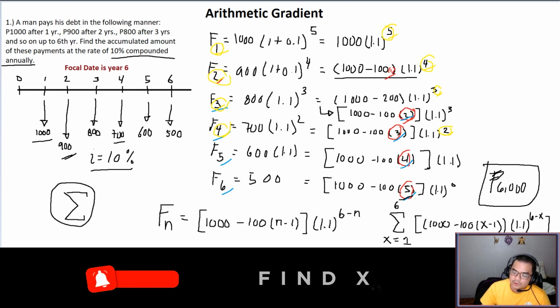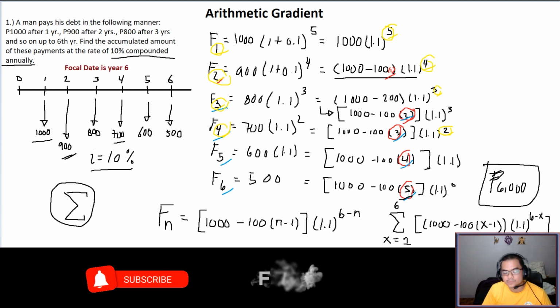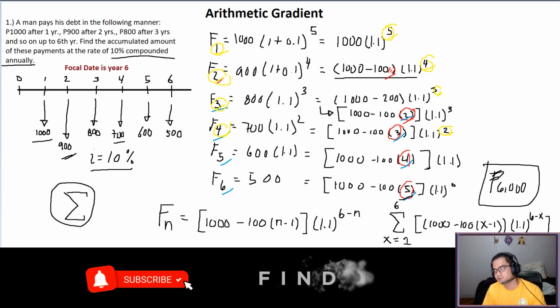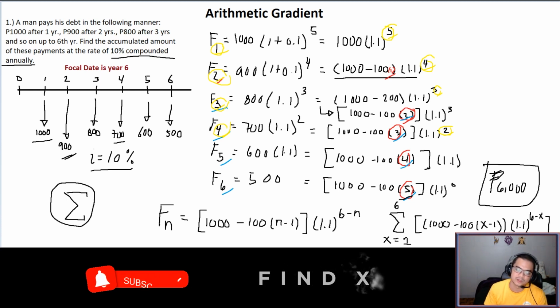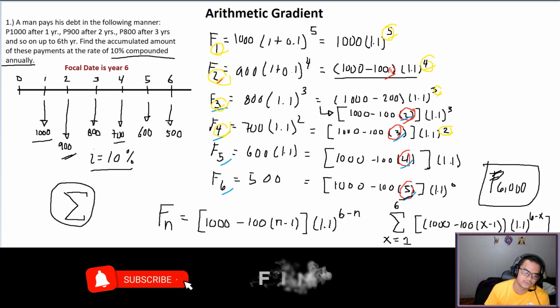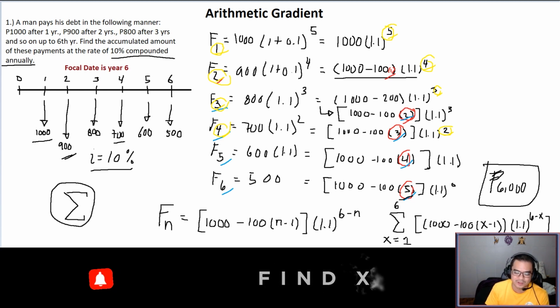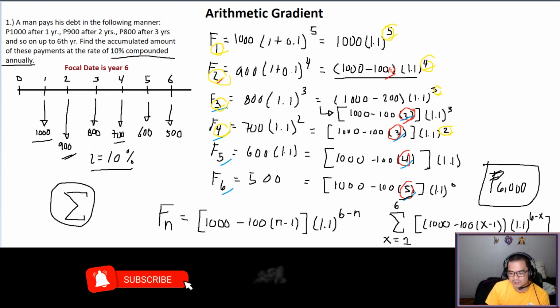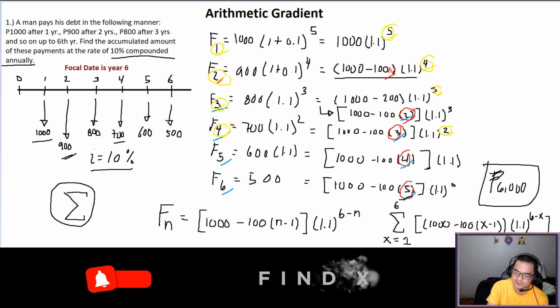Now, as you can see, we can also use the summation method, or the manual part. But as you can see, there's no way for you to do the manual part if the problem asks for maybe 20 years or 30 years. It will take you too long to solve the problem. Okay, so the summation method, or the summation symbol, is really, really useful.